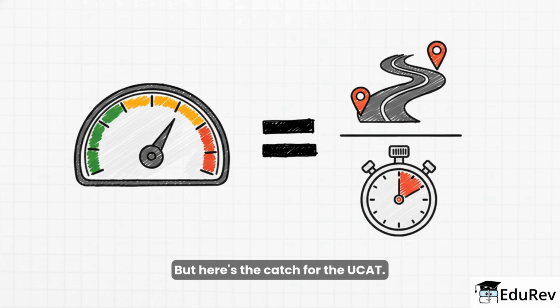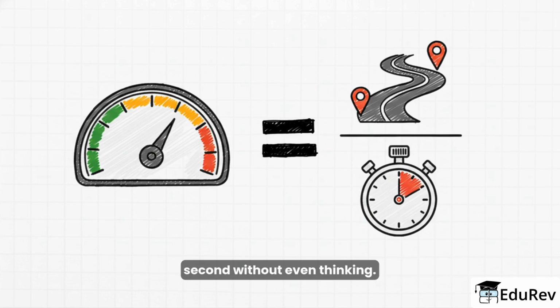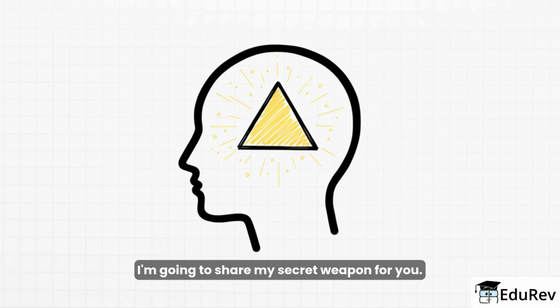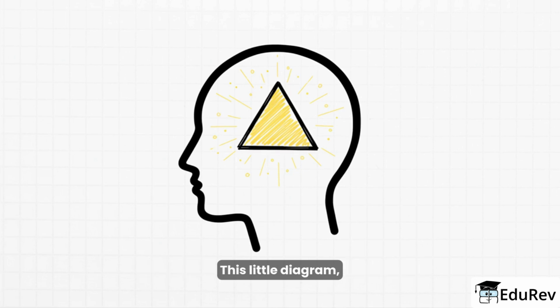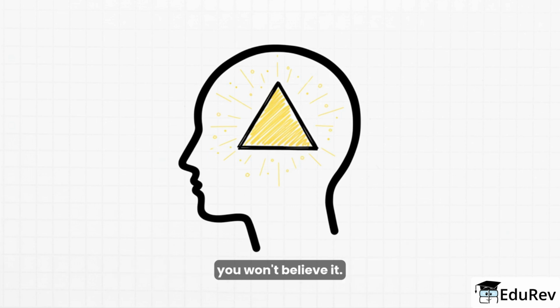But here's the catch for the UCAT. It's not just about knowing it. It's about being able to flip it around in your head in a split second without even thinking. So to get that instant recall under pressure, I'm going to share my secret weapon for you. It's called the speed triangle. This little diagram is going to save you so many precious seconds you won't believe it.